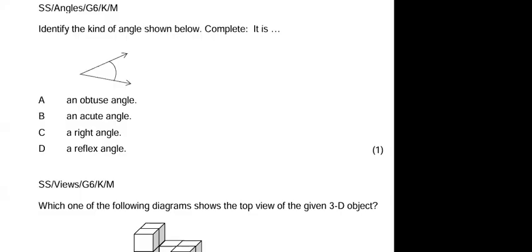It says identify the kind of angle shown below. They must say it is an obtuse angle, or it is an acute angle, or it is a right angle, or it is a reflex angle. Alright, so basically that would be an acute angle. And we know that an acute angle measures between 0 and 90 degrees. Alright.